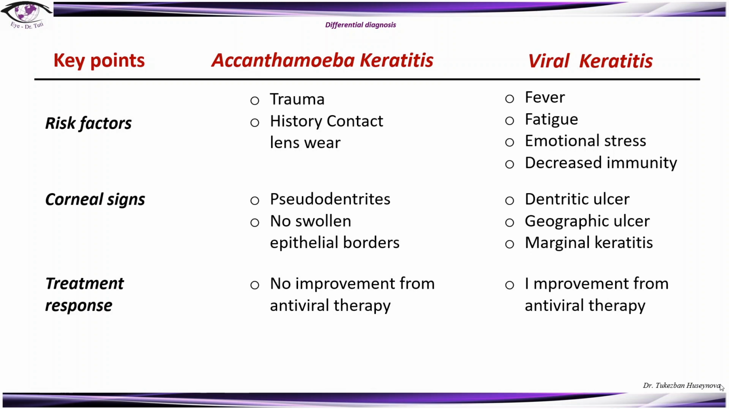Corneal signs: in the first case, it's pseudodendrites with no swollen epithelial borders, which are present in case of viral keratitis. There is a typical dendritic ulcer, geographic ulcer, or marginal keratitis. And from a treatment response, in case of Acanthamoeba keratitis, we don't have any improvement from antiviral therapy, which is not the case in viral infection.